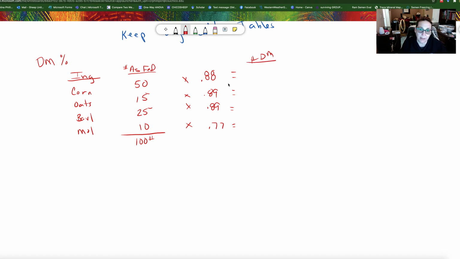So if I do the math on my calculator and take 50 times 0.88, I get 44.00 pounds of dry matter coming from 50 pounds of corn. So if we think about this, it makes sense that our number is slightly smaller because we're removing the water and getting to just the dry portion of the feed, so it should have a lighter weight. So my 44 makes sense. We do the rest of these, and we should come up with the following answers.